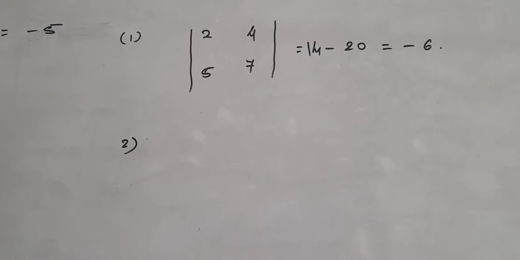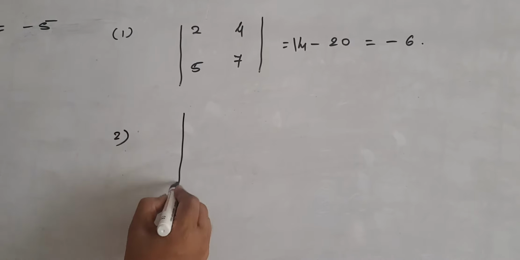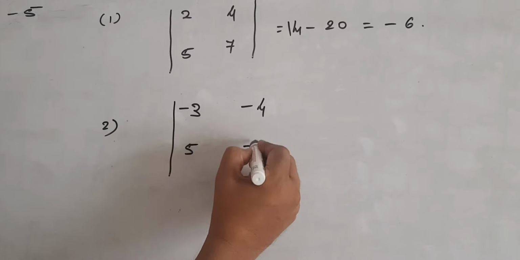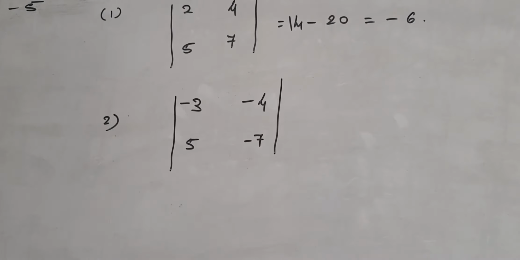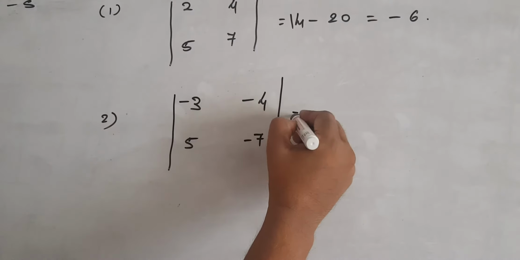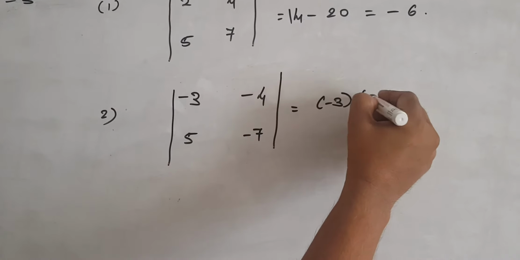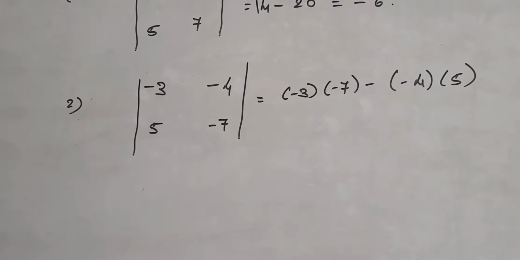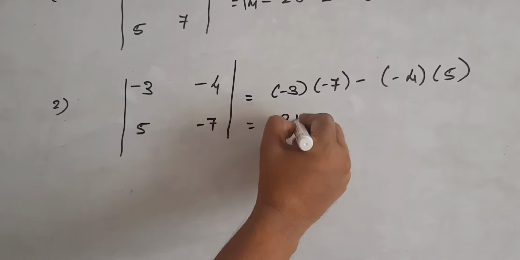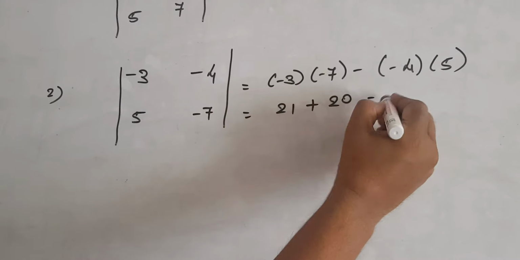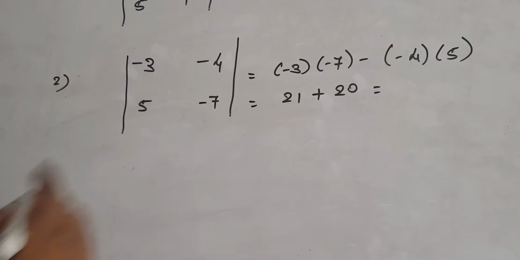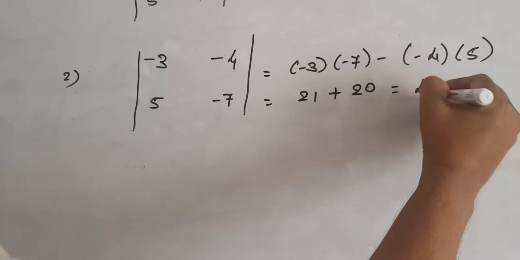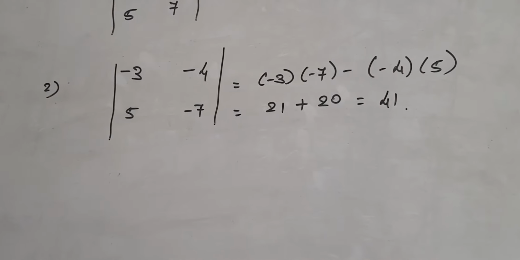Then only will you be clear. Suppose you are given minus 3, minus 4, 5, minus 7. So cross multiplication again: minus 3 into minus 7 minus minus 4 into 5. Sorry, 7 3s are 21, but minus times minus is plus, and minus minus makes plus, 4 5s are 20. So that answer will be what? 41.